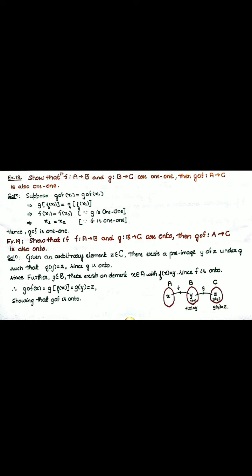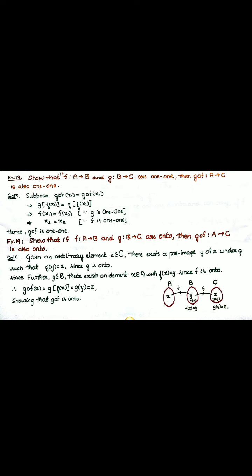Next, if f is a 1 to 1 function, then only we can write f of x1 is equal to f of x2, which implies x1 is equal to x2, since f is a 1 to 1 function. So we can write g composition f of x1 is equal to g composition f of x2, which implies x1 is equal to x2. That is nothing but g composition f is also a 1 to 1 function.